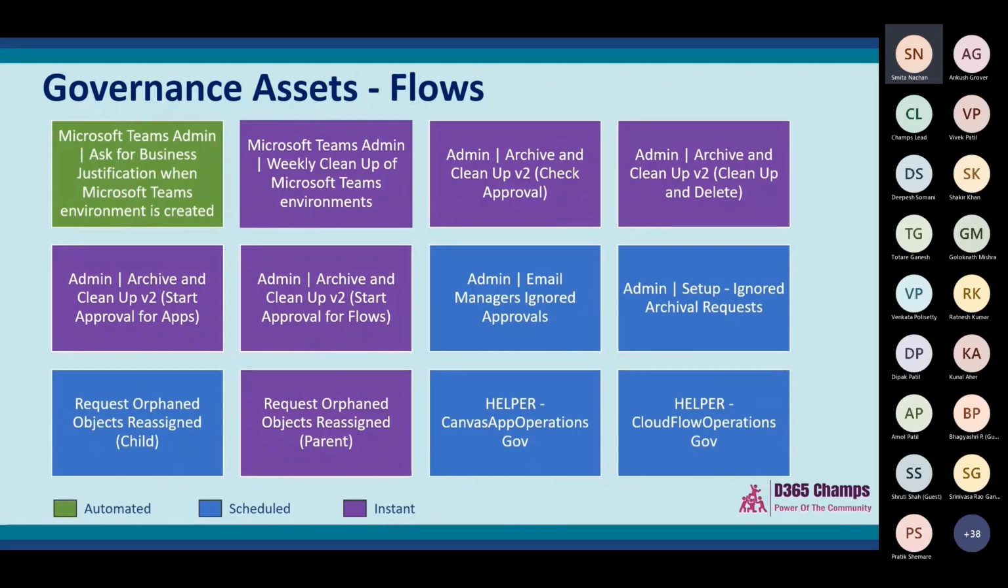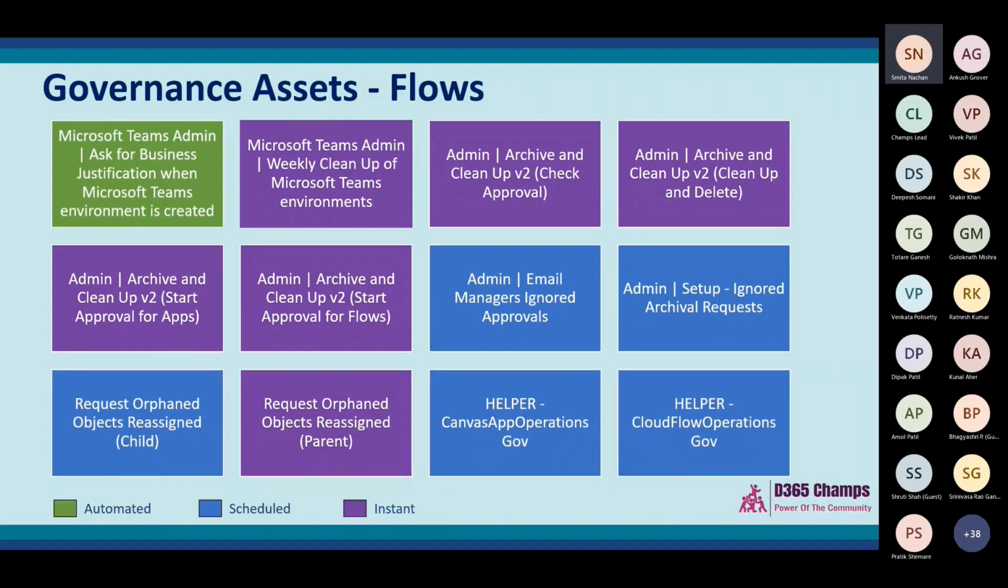Then we do have this admin archive and cleanup V2 start approval for flows. Similar to the previous flow, but for flows rather than apps. This flow checks for the flows that haven't been modified in the last 6 months. Then we have this admin archive and cleanup V2. On a scheduled interval, it checks for approval responses created by the start approval flows described above and if newly approved.